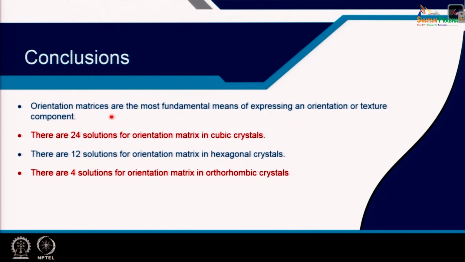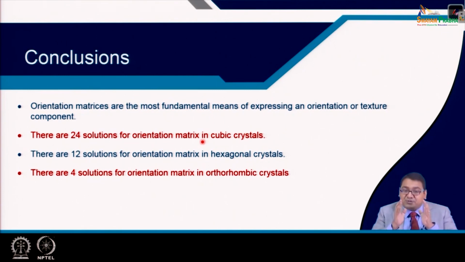There are 24 solutions for orientation matrices in cubic crystals, right. There are 12 solutions for the orientation matrix in case of hexagonal crystals with hexagonal symmetry, and there are 4 solutions for the orientation matrix in case of orthorhombic symmetries.